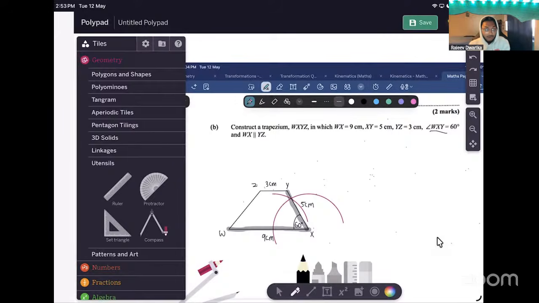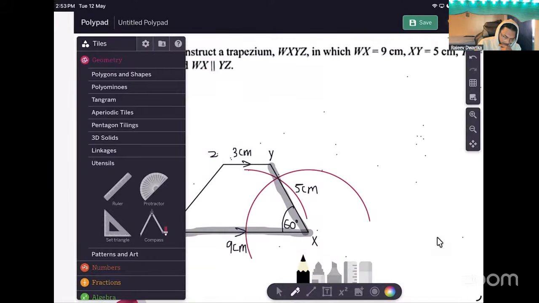From there, I needed to take my ruler and measure 3 centimeters. And that would give me point Z. And then from here, I just connect W to Z. And that's it. An additional step you could put in, you could draw these lines to indicate that ZY and WX are parallel. But that's it for the trapezium, guys.